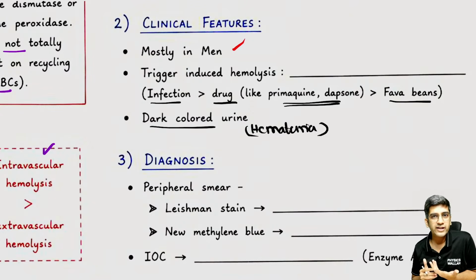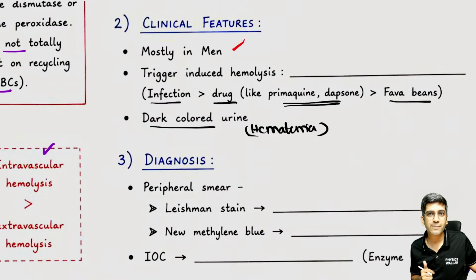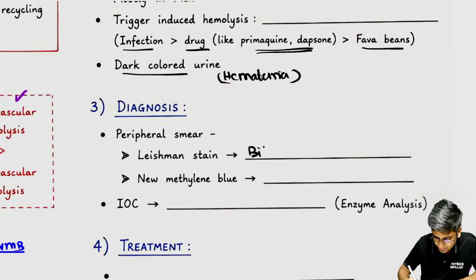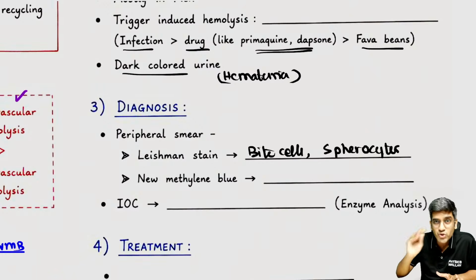So the peripheral smear finding, we already know because we read the pathogenesis. Bite cell. Can I see spherocytes? Yes or no? Comment, it's fine if you go wrong. Can I see spherocytes? Definitely, in Leishman stain I will see bite cells. There's no doubt in that. Will you be able to see spherocytes? Obviously, yes. So seeing spherocytes is not equivalent to spherocytosis.